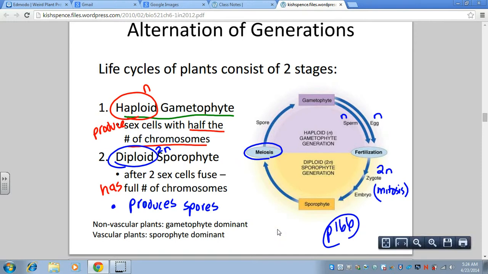Now, when we talk about plants, what we see and think of as the plant is what we call the dominant stage, or the dominant generation. The only ones that have a dominant gametophyte are the non-vascular plants, like mosses. All the rest, the dominant plant that we see as being the plant, like an apple tree or a rose bush or a spruce tree or a fern, are all sporophyte dominant. So what we see as the plant is the sporophyte.